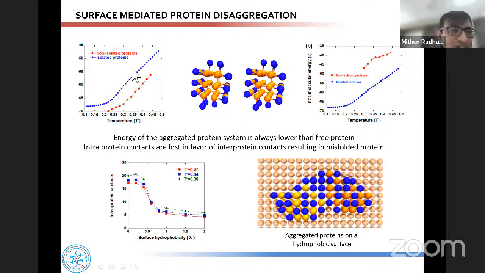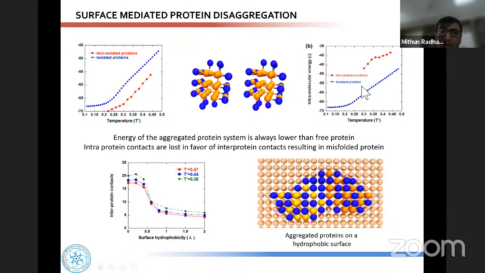And what we see is the total energy of my non-isolated proteins, where the proteins are able to interact with each other, is always less compared to that of my isolated proteins, meaning to say the free energy, when I calculate it, is always lower than that.